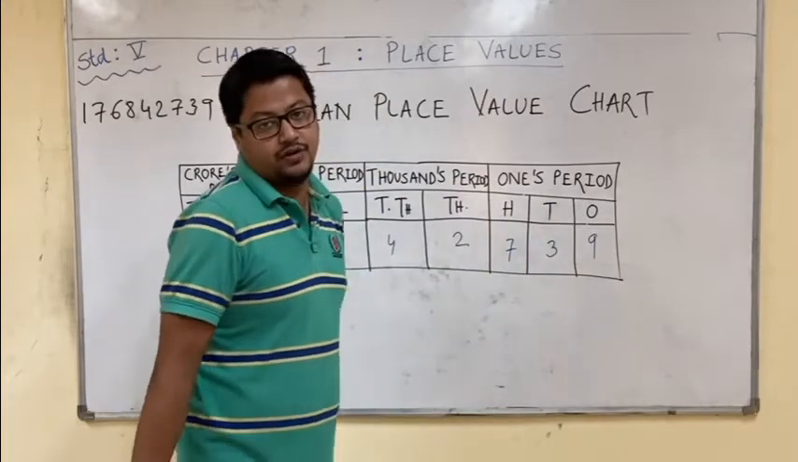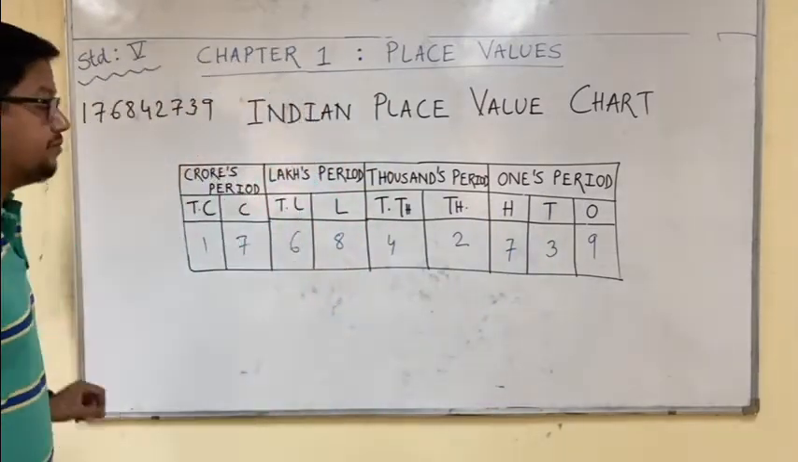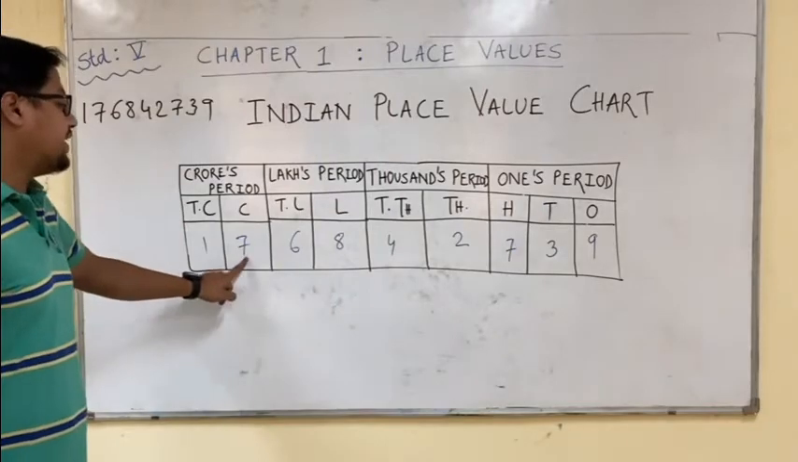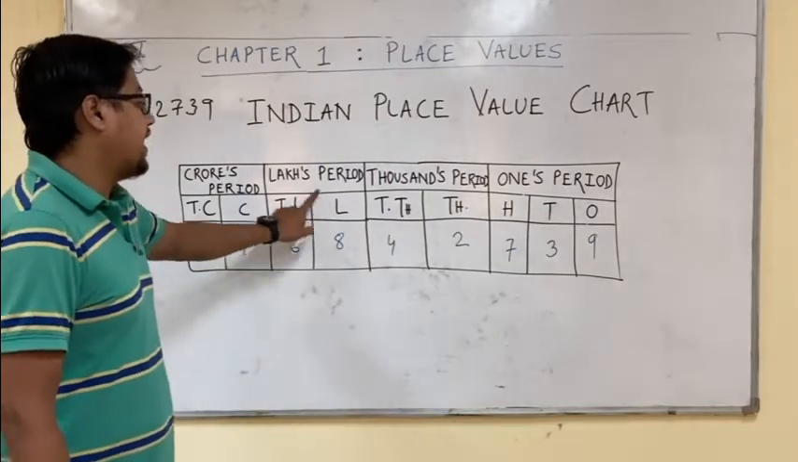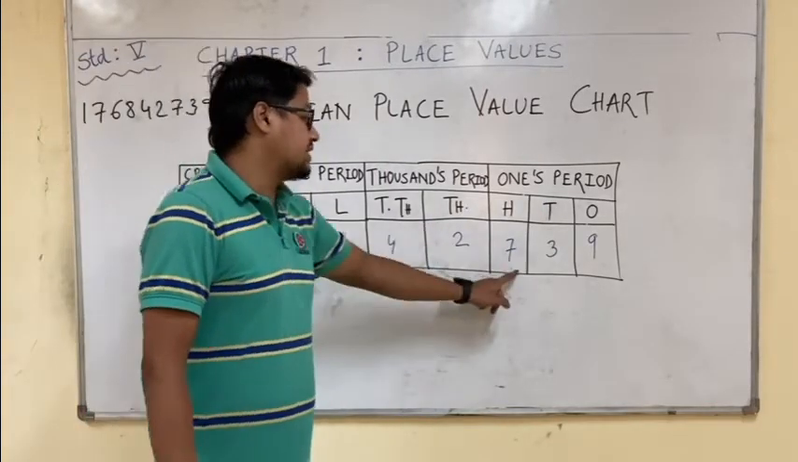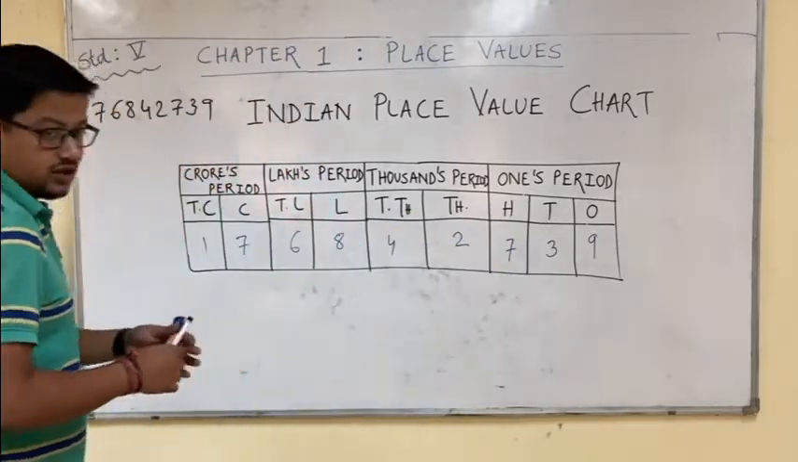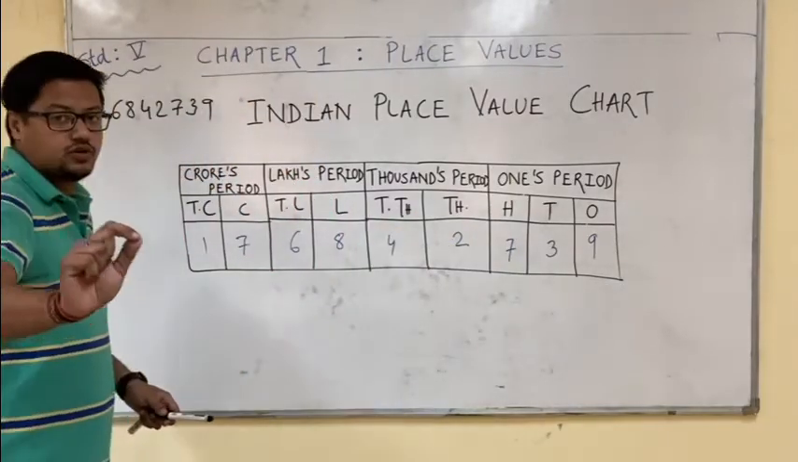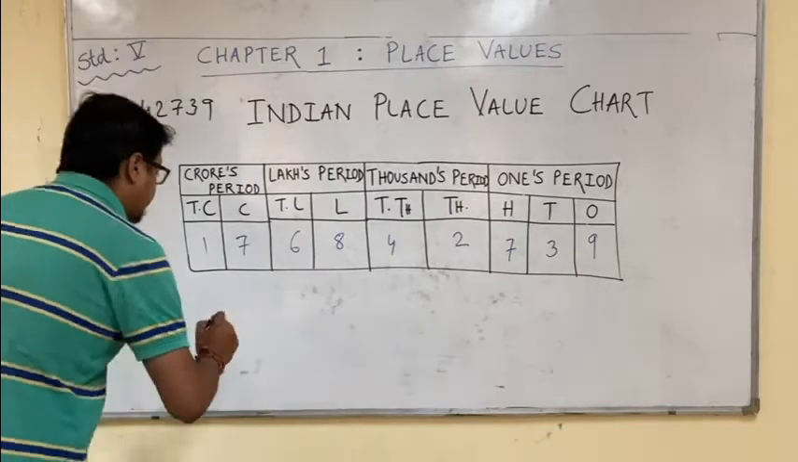We are not writing one. Okay, so the answer of number name will be, we will write also 17 crore 68 lakh 42,739. So sir will write also for you, and we will show you where small mistakes students are making.